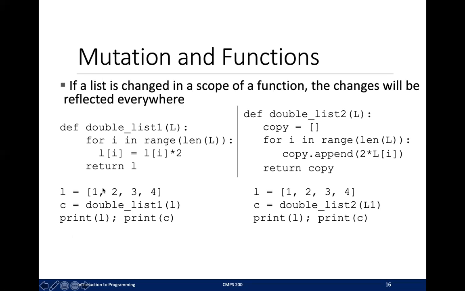So here I said L is equal to this, a list, and C is equal to, pass this list L as a parameter, multiply the values by 2, and then return this list and store it into C. What do you think is going to happen to L and to C? What is going to be printed?